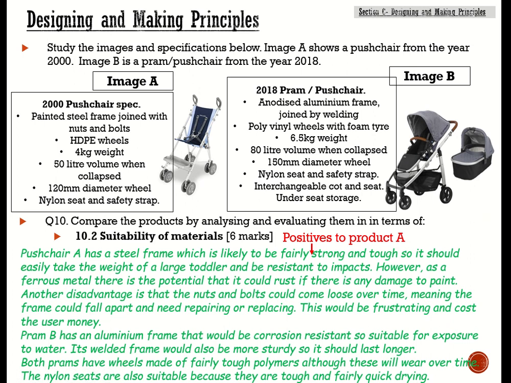Notice the answer here is structured: positives for product A, negatives for product A, positives for product B, and then some similarities between the products. So again, there's positive and negative points, a range, and everything's justified.